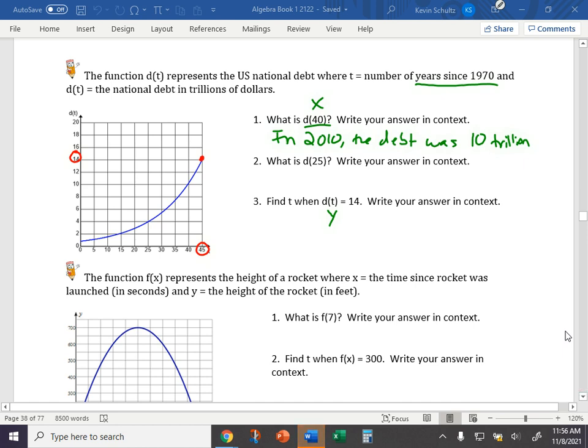So in context, similar to what we did with the first one there, what year does 45 represent? Carly? 2015. Okay. In 2015, the debt was 14 trillion. And again, you can use the words or write it out in numbers. 14 trillion.